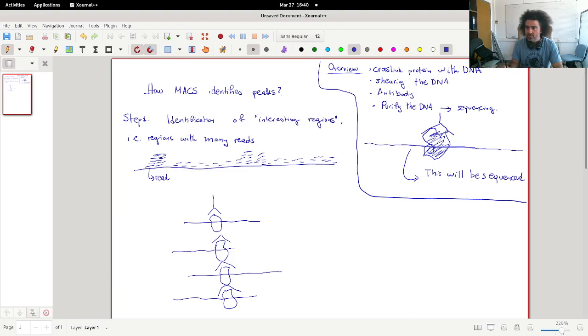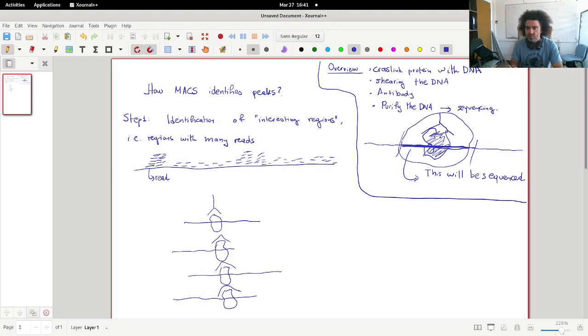DNA. So if this is the whole chromosome, we make some breaks, for example here. Then we put some antibody to precipitate this piece together with the protein of interest and the antibody. Then we purify the DNA, which means that we just keep this part of this complex, which is the DNA, and then we sequence that.